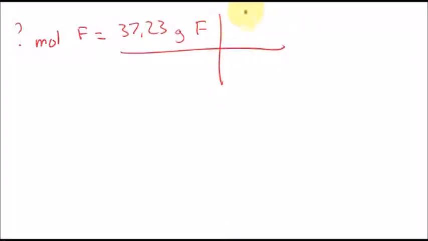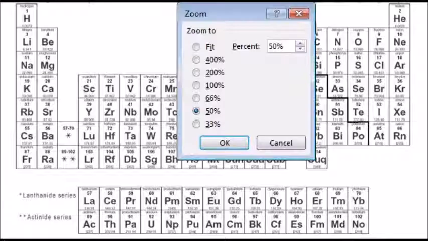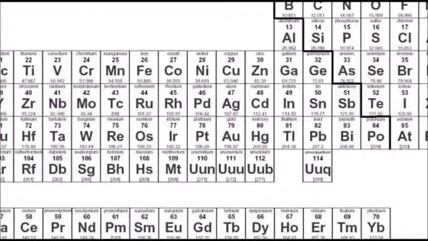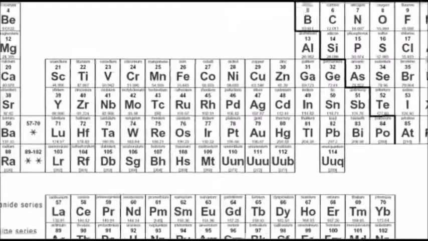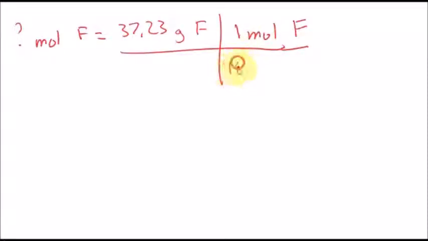And then from here, we know, if you look at the periodic table, that 1 mole of fluorine has a mass of, let me see here, I'm not sure, I didn't memorize this. Looks like 18.998. Let me make sure on that. Yeah, 18.998. Great, so you can put that here. And then grams of fluorine cancels out with grams of fluorine, and we get what we want.